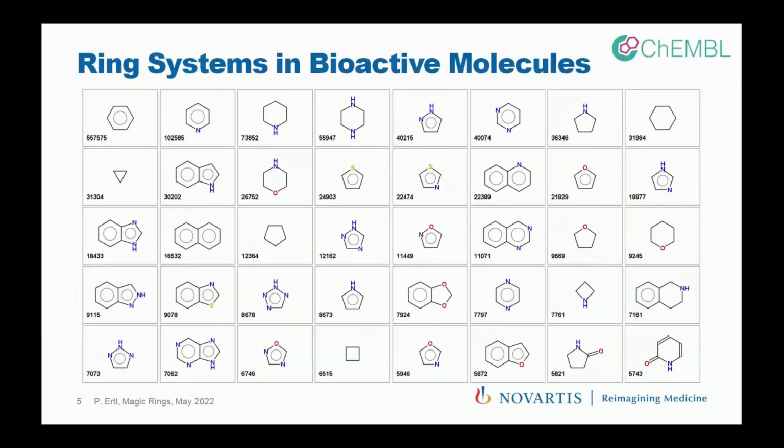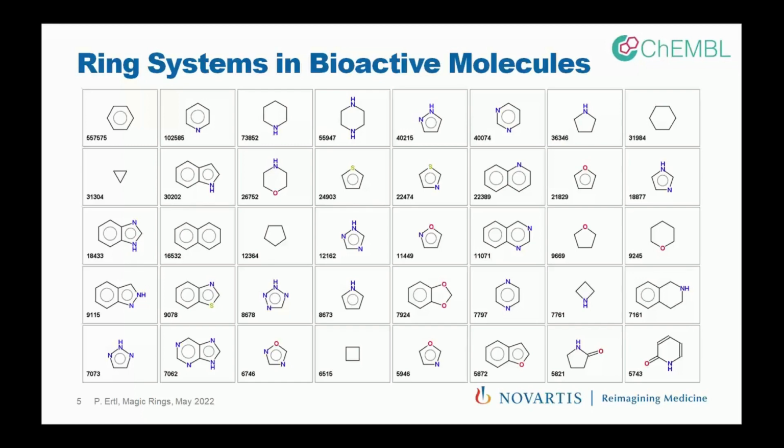Here on this slide, you can see the most common ring systems that are present in bioactive molecules. I told you before, the 700,000 molecules from the ChEMBL database. And we can see here a lot of old friends. The most common is phenyl, pyridine, piperidine, piperazine, and so on and so forth.